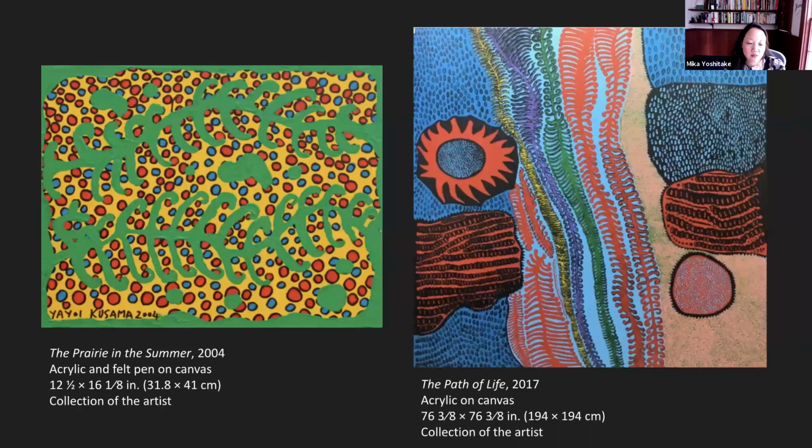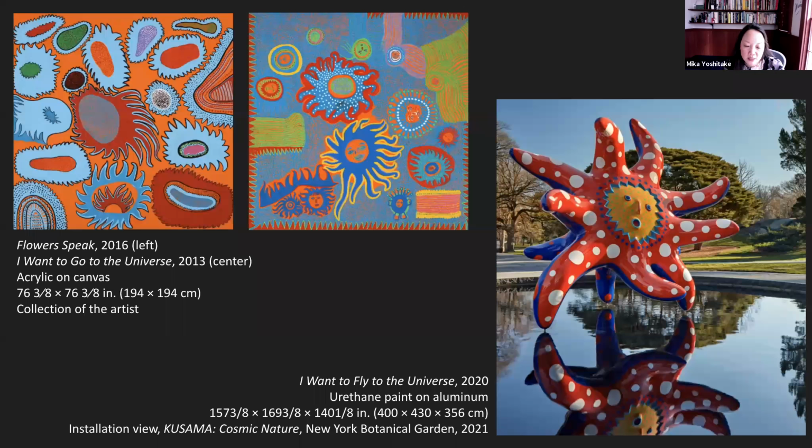Fern-like forms, suggestive of Japanese sago palm leaves in The Prairie of Summer, reappear in large scale as leaves borne on a stream of blue water in The Path of Life. Sunflowers with radiating tentacle-like petals appear in Flowers Speak, and adorned with faces in I Want to Go to the Universe. These form the basis of her new outdoor sculpture, I Want to Fly to the Universe.